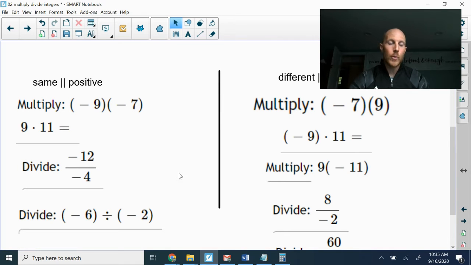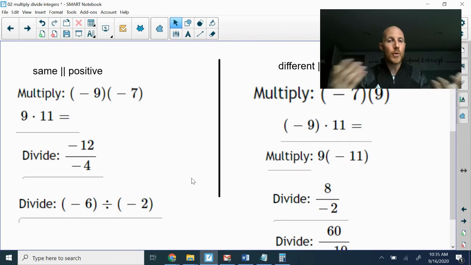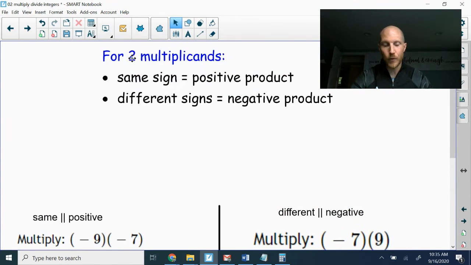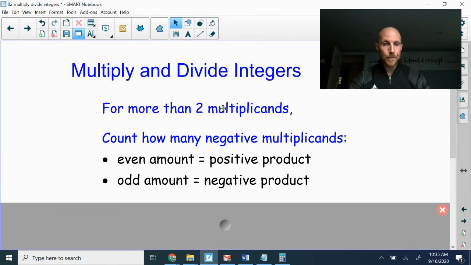All right. So we still need to go through and figure out what the products or the quotients are. But as far as deciding whether it's a positive or a negative result, that's the simplest way that we've got. And that will apply for any problem where you have two multiplicands or two divisors. So what if you have more than two? If you have more than two multiplicands, we're just going to look at the problem.